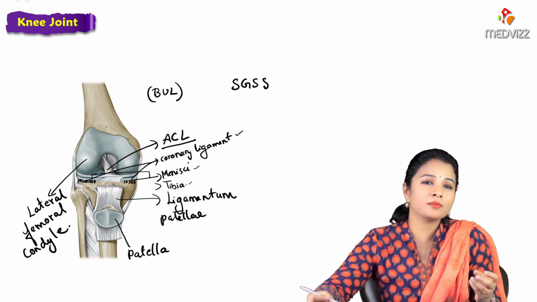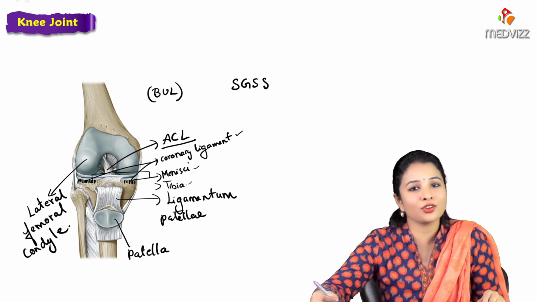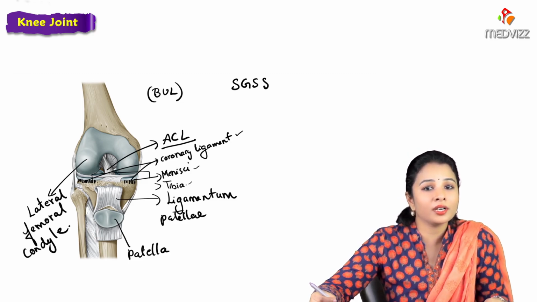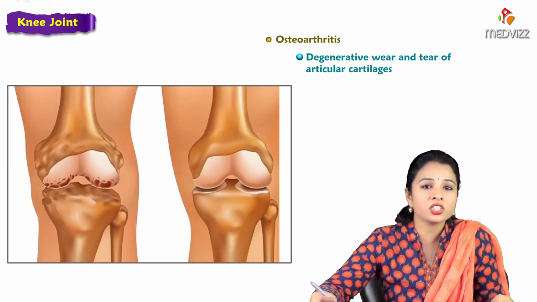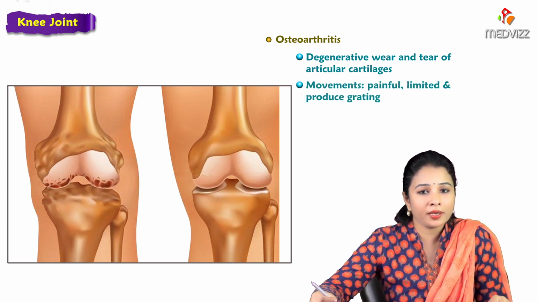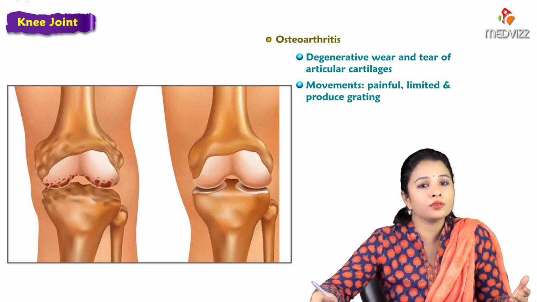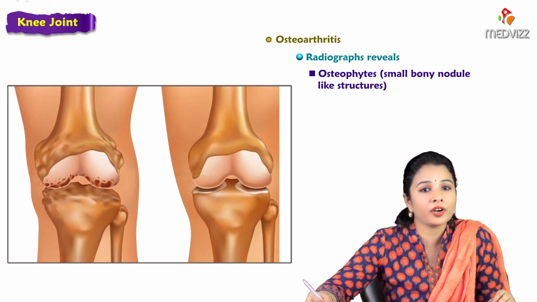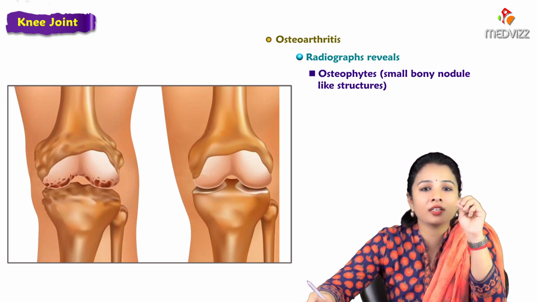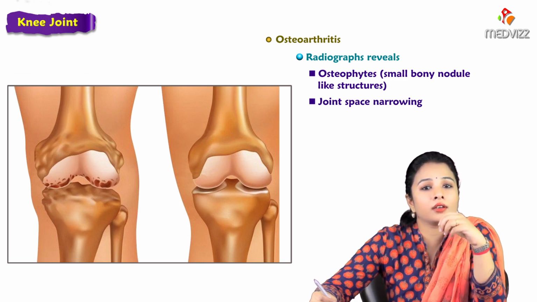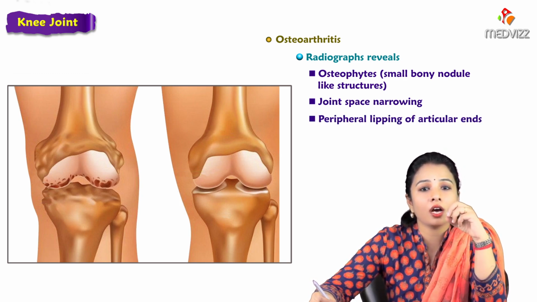So moving on to some last clinical aspects, that is osteoarthritis of the knee joint, because the knee is a weight bearing joint and is commonly involved in osteoarthritis, that is degenerative wear and tear of articular cartilages. So the movements may be painful, limited, and they produce a grating action. In radiographs, the knee joint with osteoarthritis reveals osteophytes, meaning small bony nodule-like structures within the joint space. The joint space also reduces in osteoarthritis, resulting in peripheral lipping of the articular ends.